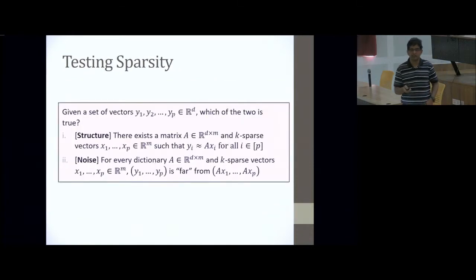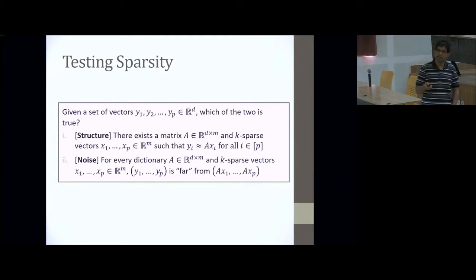So the question that we study, in the formal sense, is the following. You're given a set of vectors y1 through yp. These are vectors in d dimensions, and we want to distinguish between the following two classes. The structured case is that there is some matrix A and sparse vectors x1 through xp, such that each of these yi's can be written approximately as A xi.